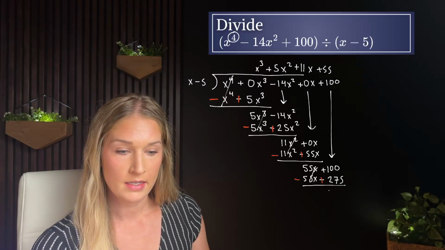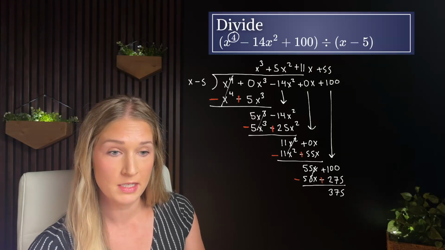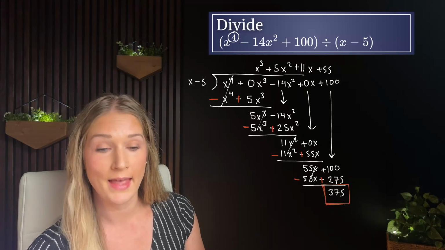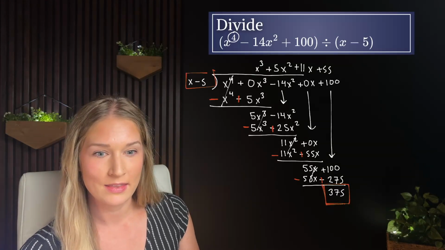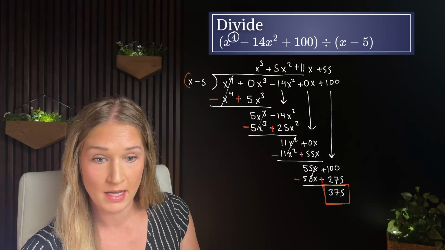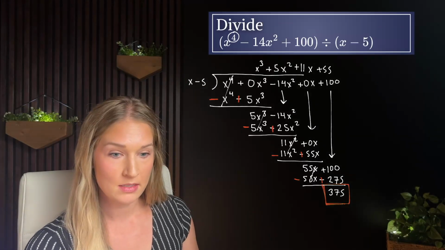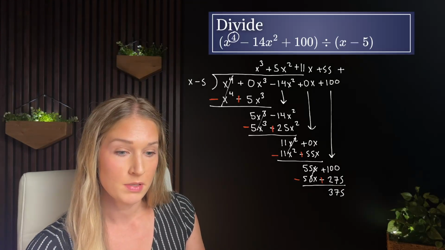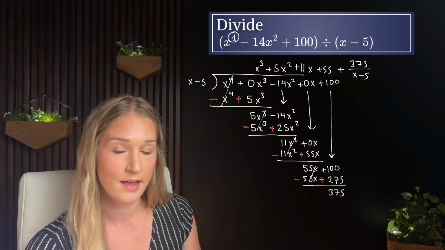Cancel. I get 375, and that's my remainder. And I know it's my remainder because the degree that we're at now, 375, is less than the degree of my divisor, x minus 5. So basically, there's nothing I can multiply this x by to end up with less x's. So that is my remainder, and I go ahead and just write it as the part that didn't divide. So plus 375 over the x minus 5.